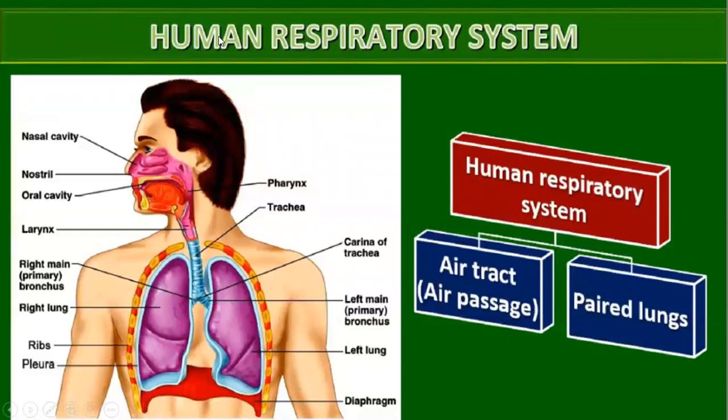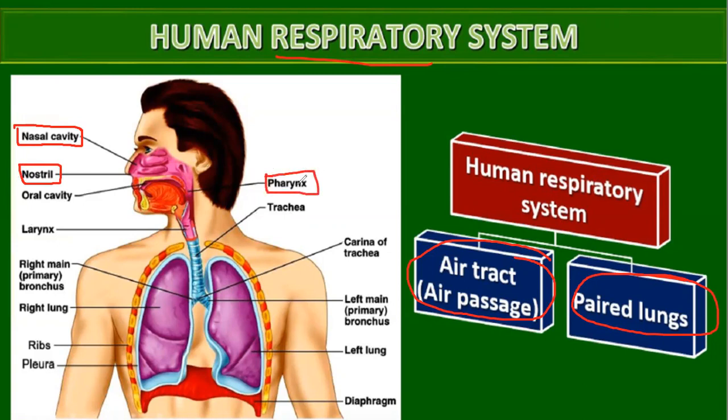Human respiratory system. You are familiar with the human respiratory system. It is categorized into two parts: the air passage, which is a canal, and the paired lungs. Look, you breathe in the air through the nostril, and it goes into the nasal cavity. From the nasal cavity, it enters the pharynx.